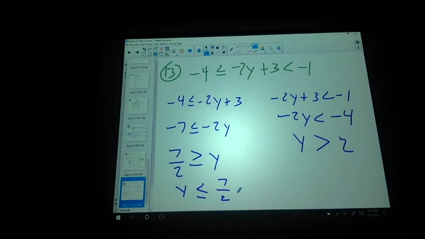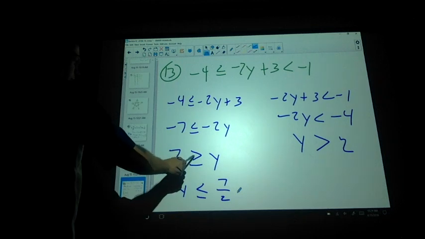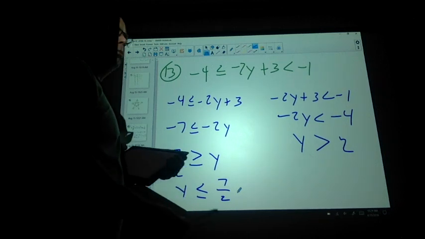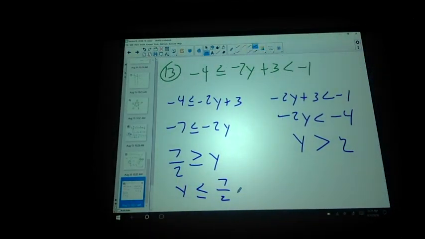All right, so let me ask you this. Did this sign flip from here to here because I multiplied or divided by a negative? No, it flipped over because I rewrote the problem. I rearranged the problem. Okay?